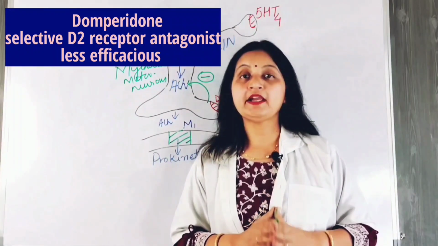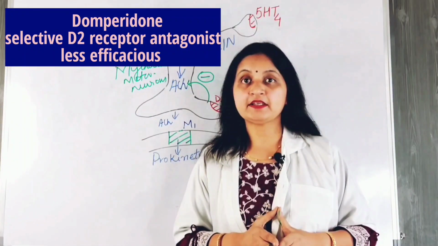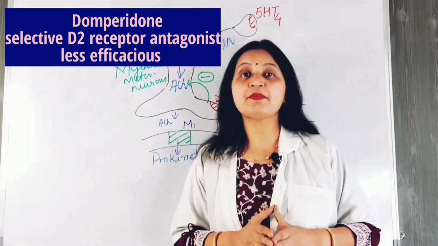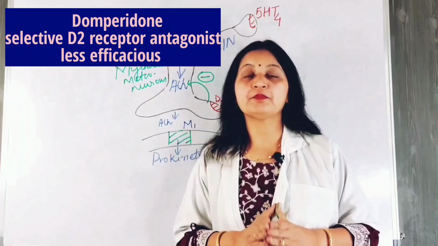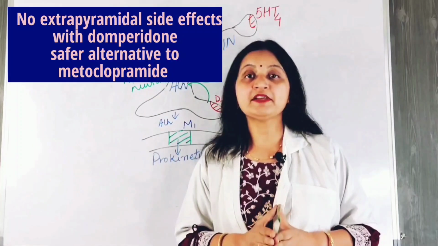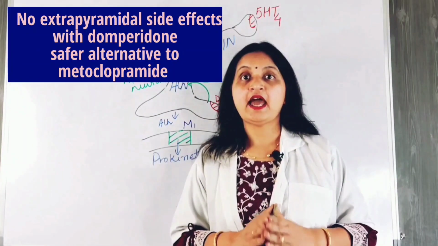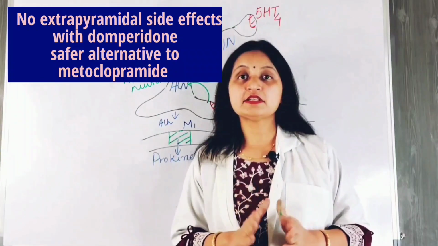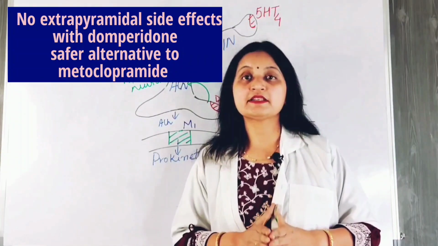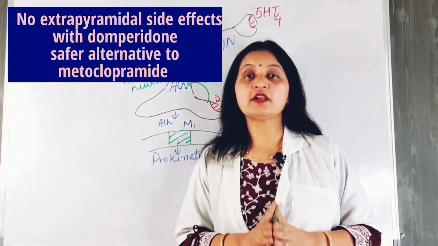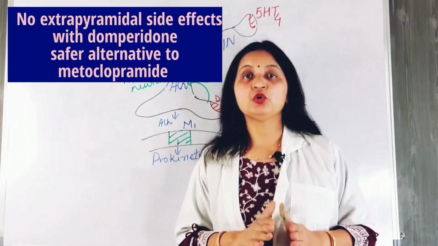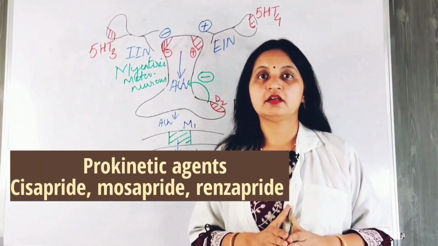Secondly, metoclopramide readily crosses the blood-brain barrier and produces serious extrapyramidal side effects, which are absent in the case of domperidone because it has poor penetration through the blood-brain barrier, and therefore the central side effects or extrapyramidal side effects are not seen, and therefore domperidone is a safer alternative to metoclopramide.